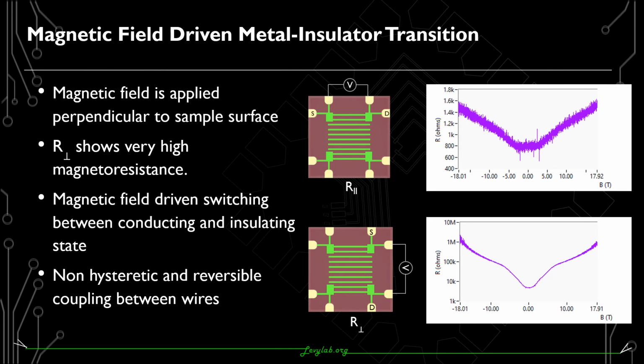Now we apply a magnetic field perpendicular to the sample surface. The top graph shows that R parallel is higher at higher magnitude of magnetic fields and is lower in the absence of field. This is expected from nanowires on LaOSTO. However, along the perpendicular direction, we see that R perpendicular is several megaohms at plus minus 18 Tesla and goes down to 2 kiloohms at 0 Tesla. This indicates that we have a metal-insulator transition on application of magnetic field, and this transition is reversible and non-hysteretic, giving a way to tune the coupling between the wires.